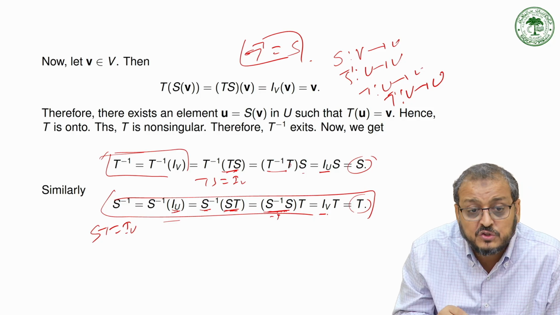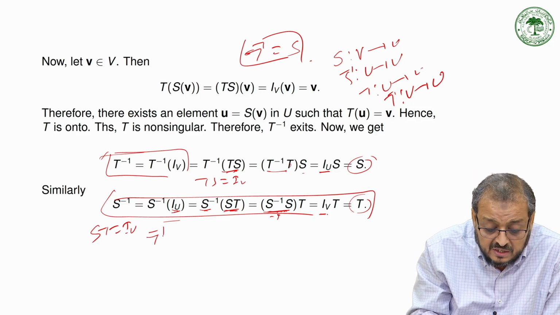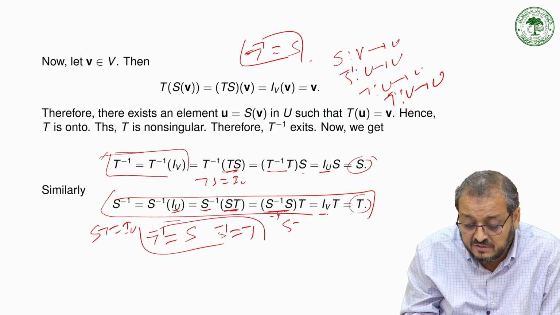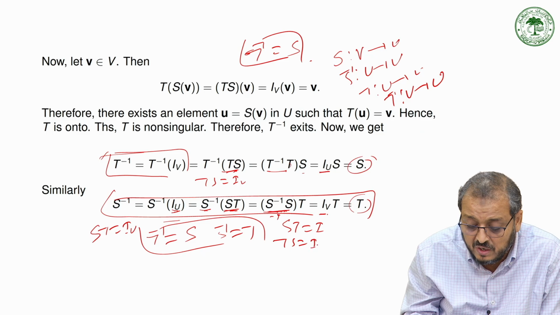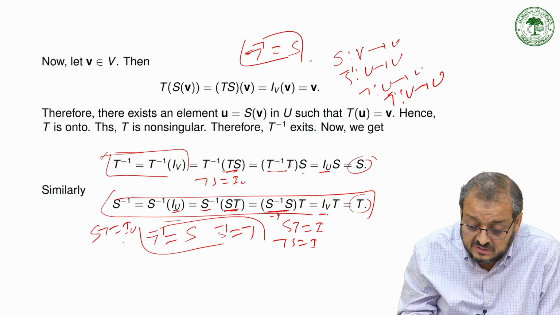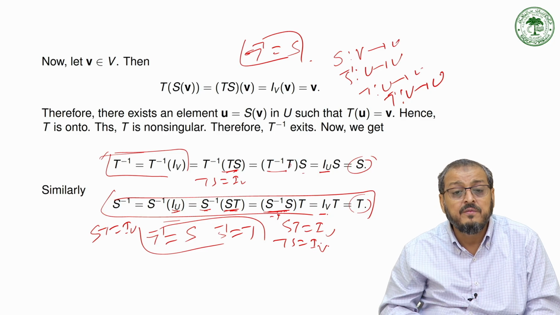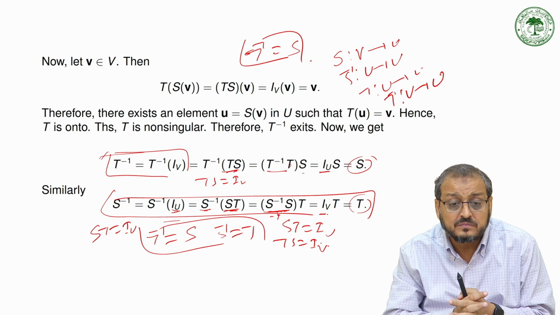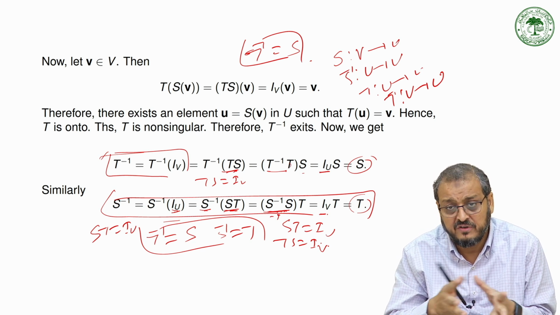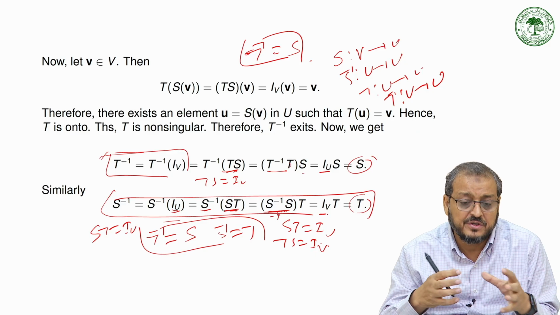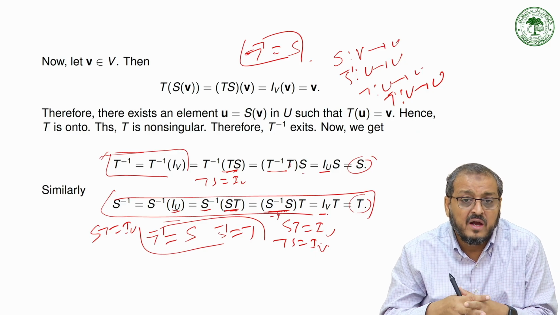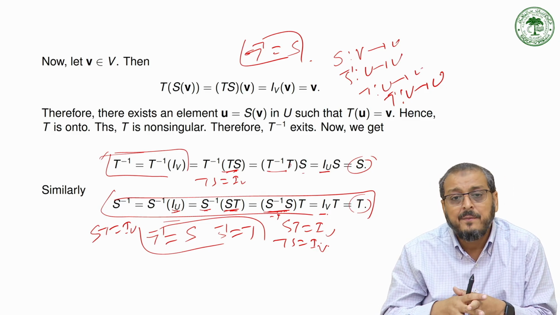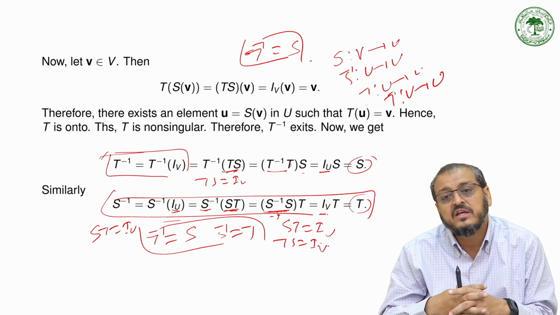So ultimately what we have to show is that T inverse is equal to S, and S inverse is equal to T. If we have ST equal to the identity of U and TS equal to the identity of V, then this result holds true in this case. So if T is any non-singular map, then we clearly know that the inverse of this linear transformation exists. So if T is a non-singular map, then ST is identity and TS is also the identity map, and also S is equal to T inverse and T is equal to S inverse.